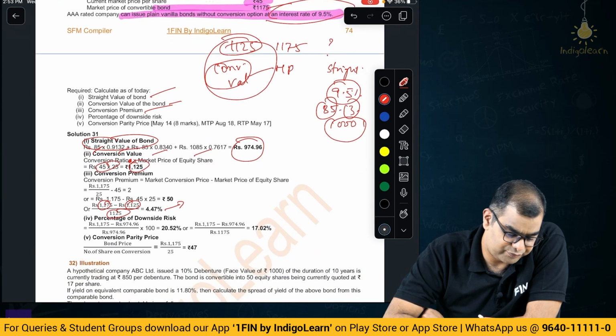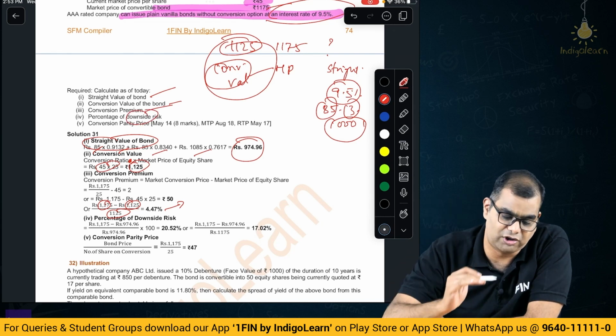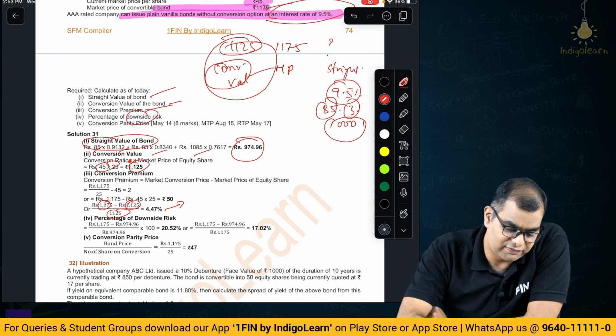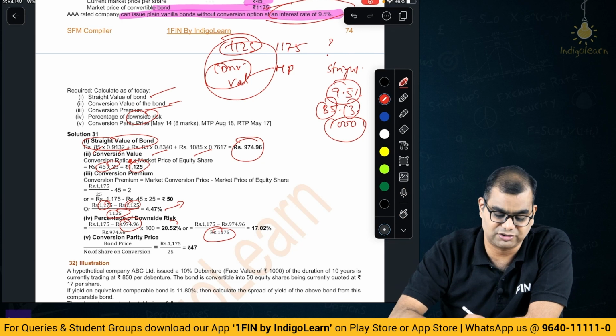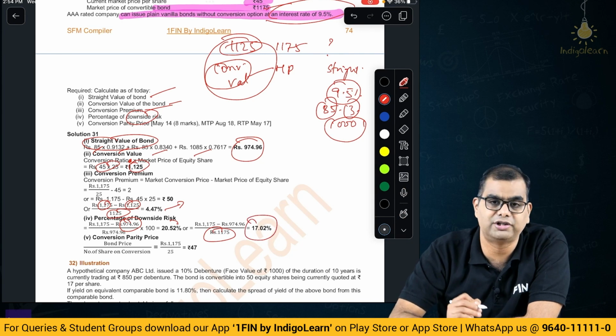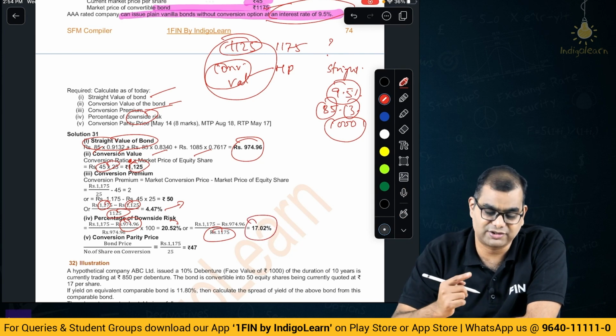Now what have they asked? What else? Conversion premium, then percentage of downside. Downside means from where it can fall to where. So it can fall from 1175 to 974. 1175 minus 974 divided by 1175. It is falling from somewhere. So that you will get a value of 17.02% is the downside risk for the bond.